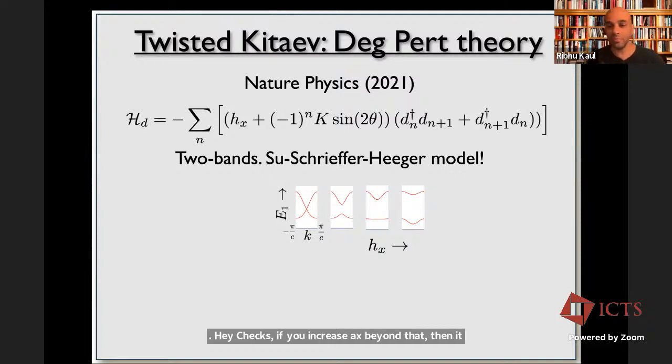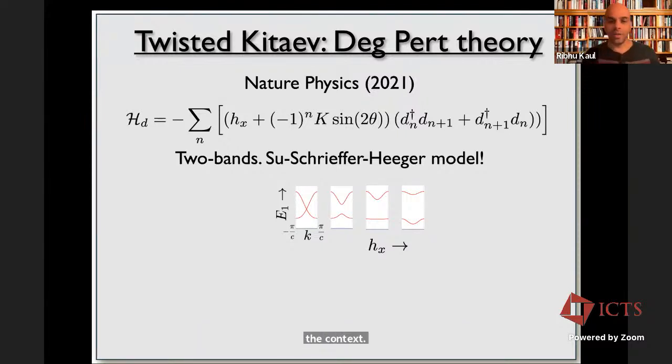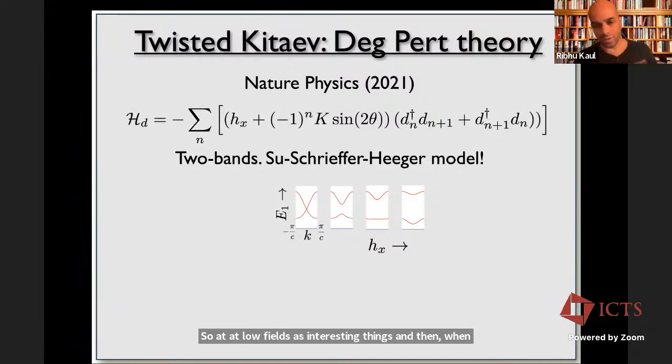And if you increase HX more, eventually the lower band, its minimum will go and hit 0, which is exactly Bose condensation, and you have Bose condensation of domain walls, and that's the Ising transition, right? We discussed this in the context. So at low fields, there's interesting things, and then when you go to very, very high fields, it turns out that you get back the Ising model, at least in this universal sense, right? The Ising model doesn't have the high energy bands, but as far as critical phenomena is concerned, it doesn't matter.